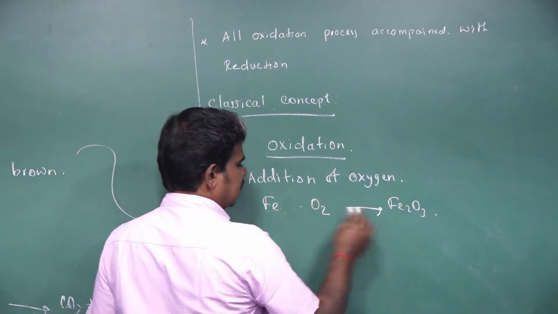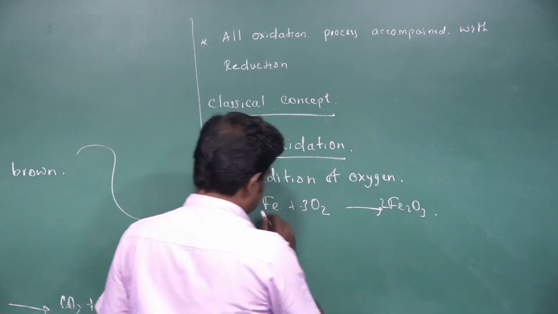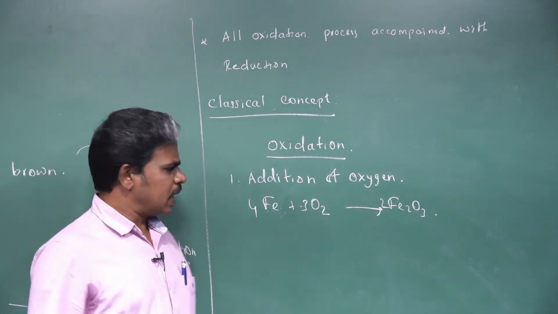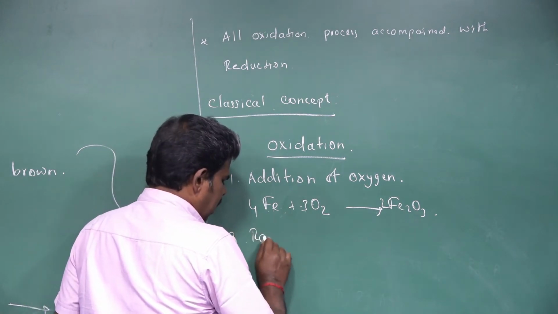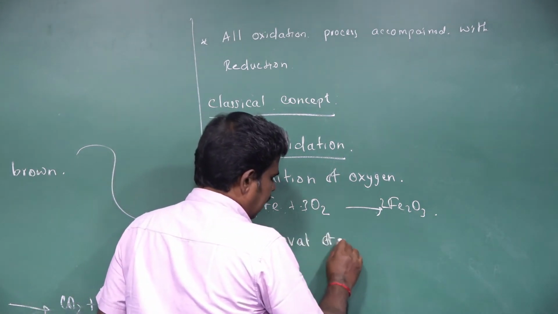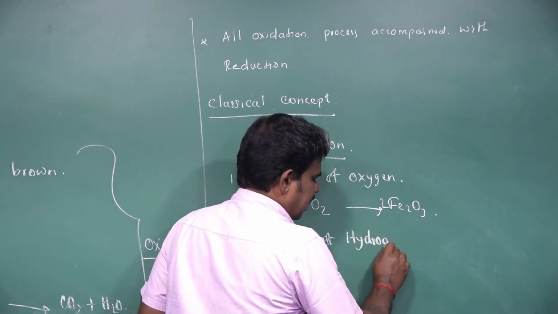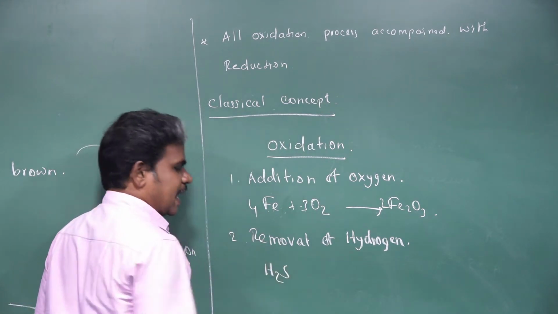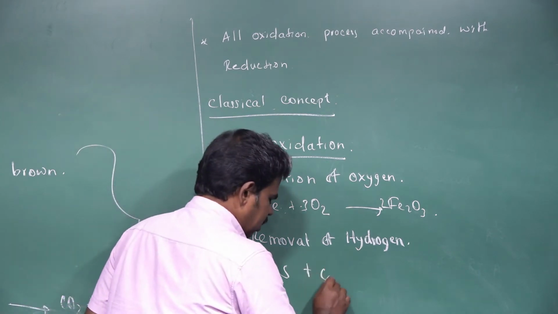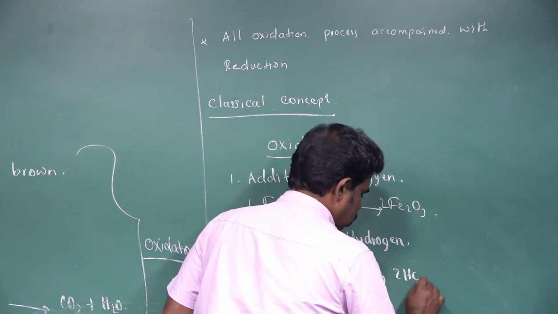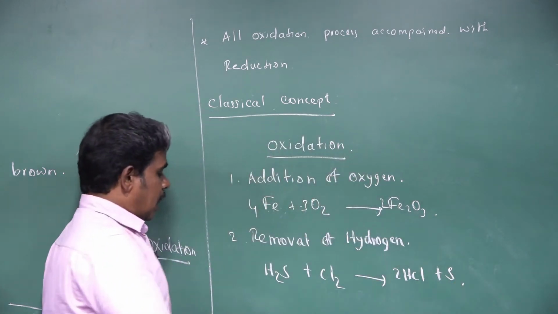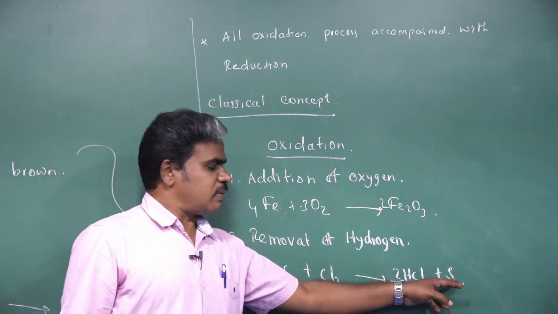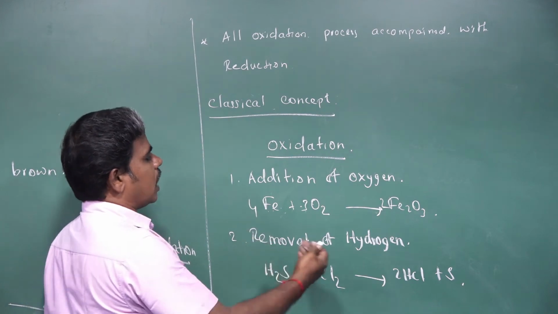Now, we may balance it. Here 3 and here 2, so it is 4. So, oxidation is nothing but addition of oxygen. Then, we take removal of hydrogen, which is also oxidation. For example, H2S, hydrogen sulfide gas, reacts with chlorine and forms 2HCl and sulfur. From H2S we remove the hydrogen and get sulfur, so it is removal of hydrogen.